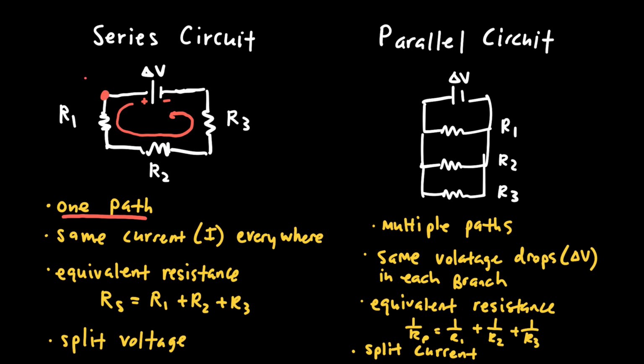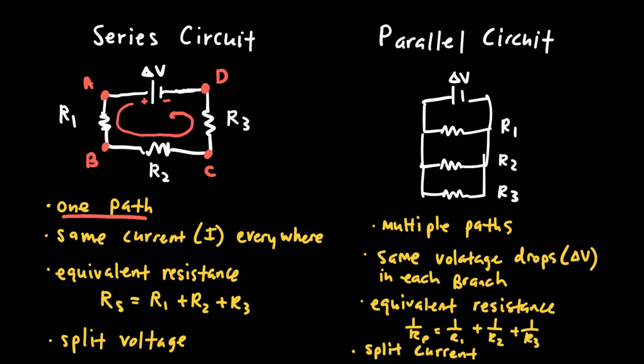So the current at point A is equal to the current at point B, which is equal to the current at point C, which is equal to the current at point D. The current does not change as I move across the resistor. There is a voltage drop, but that does not change the current. Everywhere in a single path, the current is the same.